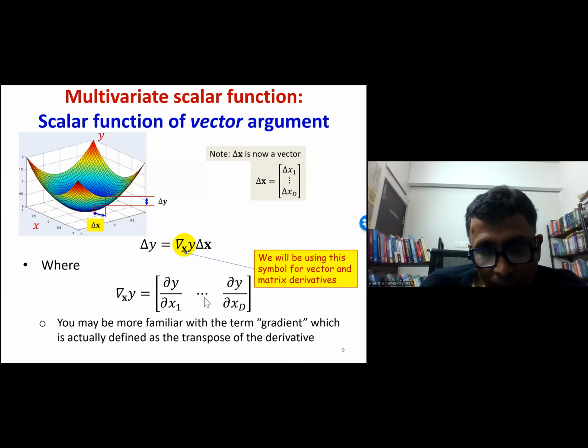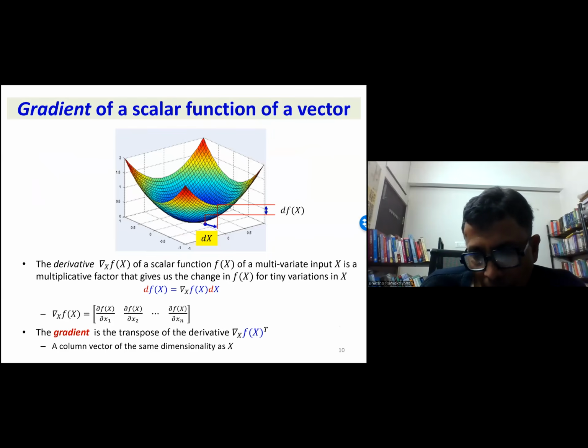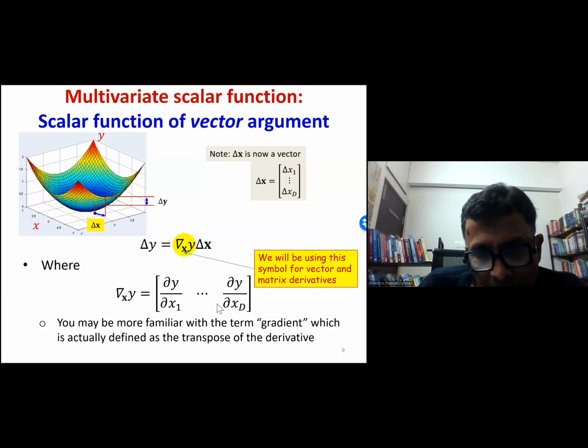Now, you may be more familiar with the term gradient. The gradient is actually defined as the transpose of the derivative. A row vector cannot be compared to a column vector. They live in different spaces. But the gradient lives in the same space as the data itself. And so the gradient is the transpose of the derivative. Now, we've seen what this derivative is, but do we have any idea of what this derivative really means?